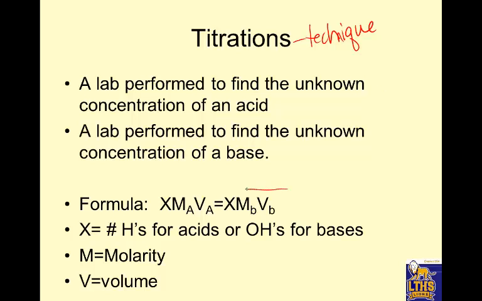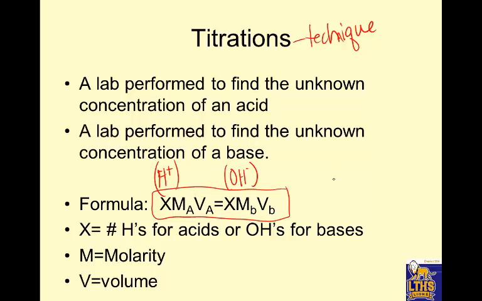You're going to recognize this formula that we use. This is the calculation for the titration technique: X times MAVA equals X times MBVB. A stands for acid, B stands for base. X on the acid side is the number of H pluses. X on the base side is the number of OH minuses.